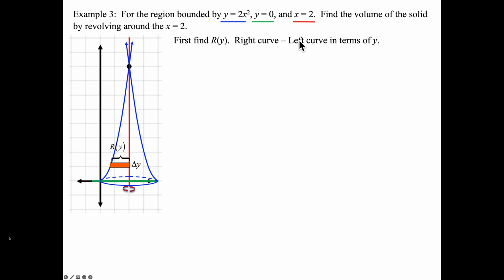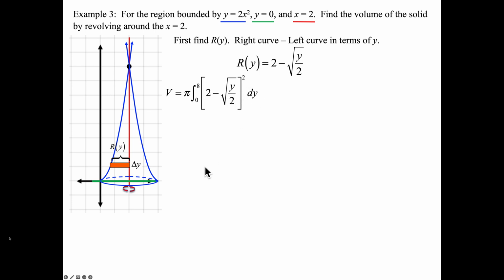So my right curve minus left curve. Right curve is just the 2. My left curve, okay, I'm going to steal that from the previous problem. That was the square root of y over 2. Here's r of y. So again, we are going to integrate from 0 up to 8. Now 2 minus the square root of y over 2, all that squared, dy.